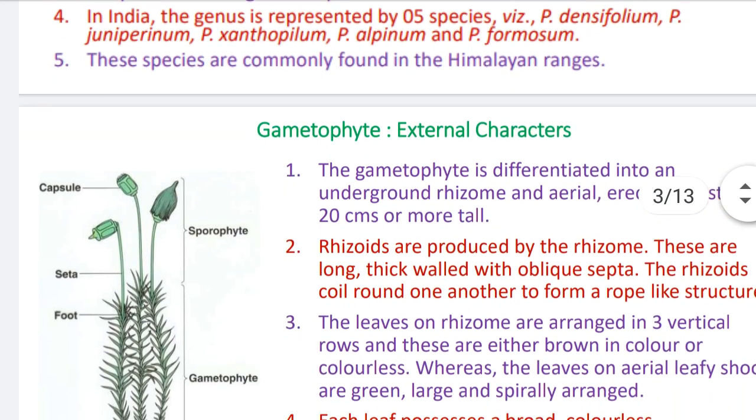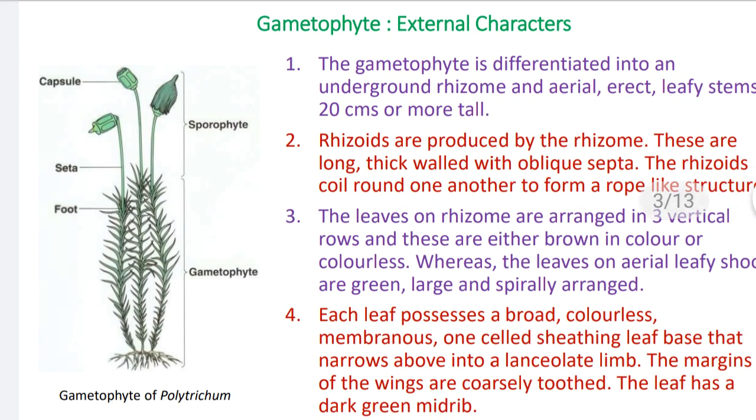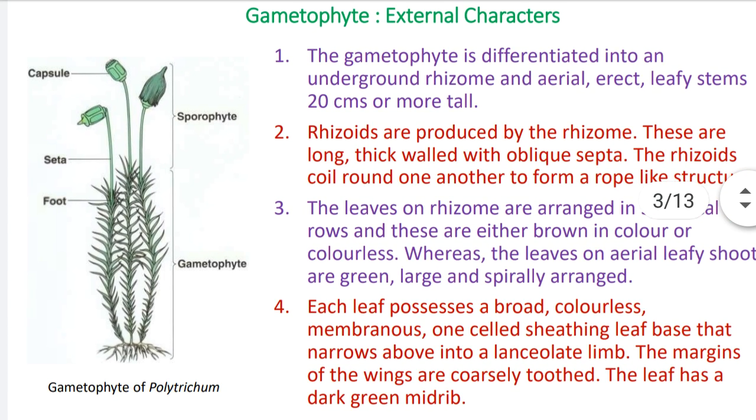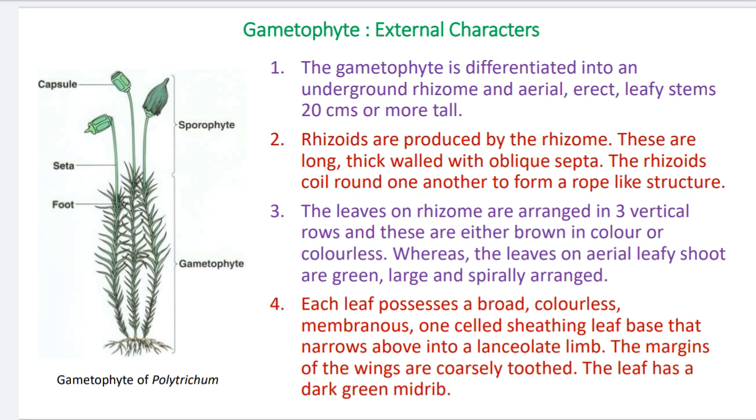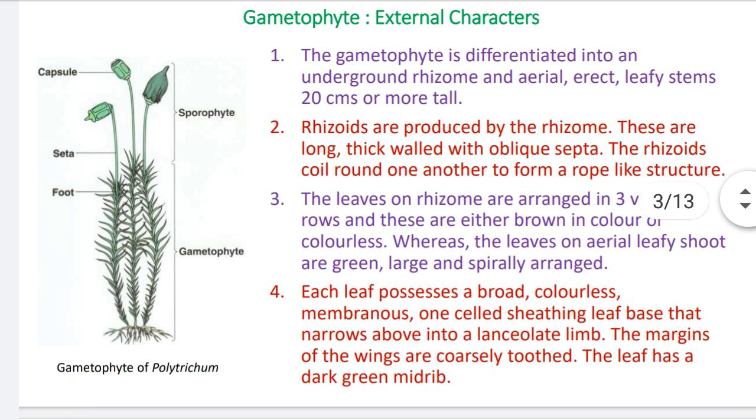Then gametophyte external characteristics. Now you are very clear about what is meant by gametophyte. Gametophyte means gametophytic plant body. The gamete producing plant body is called the gametophytic plant body. Here a photograph is given. This photograph shows both phases of the plant body: the gametophytic plant body, or gametophyte, and the sporophytic plant body, or sporophyte.